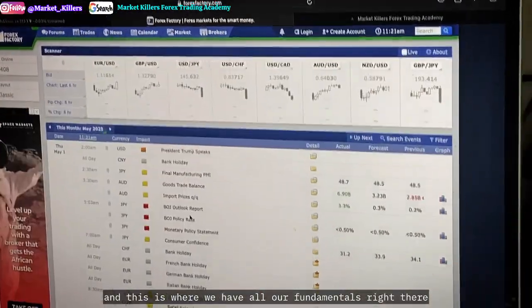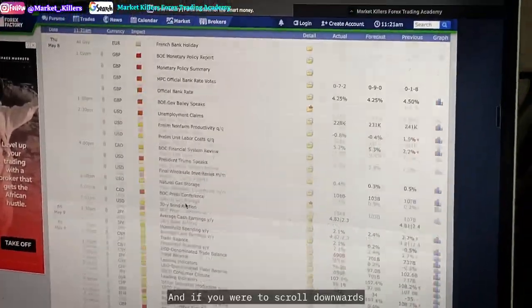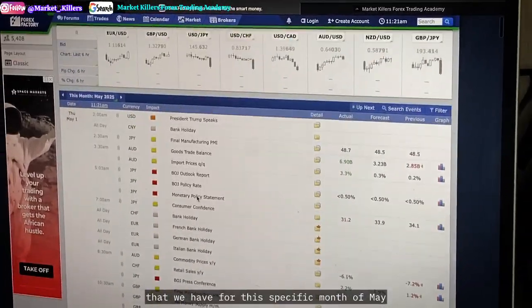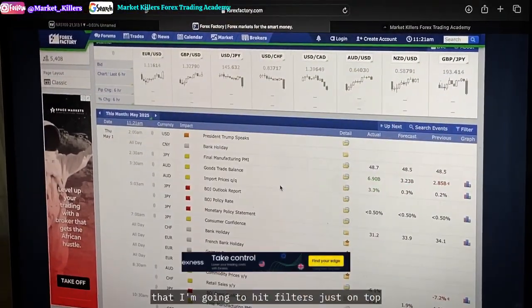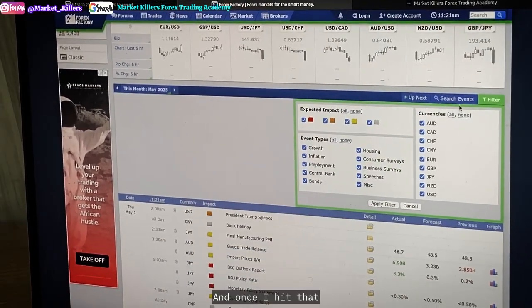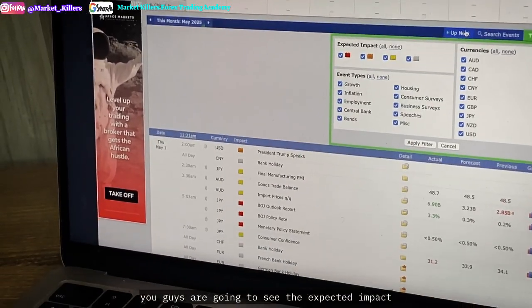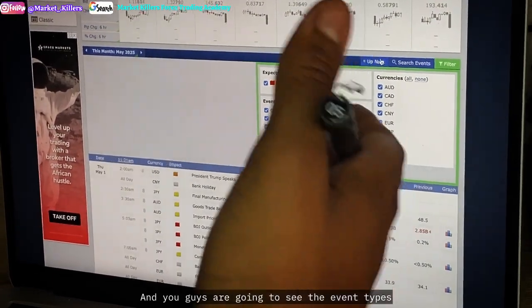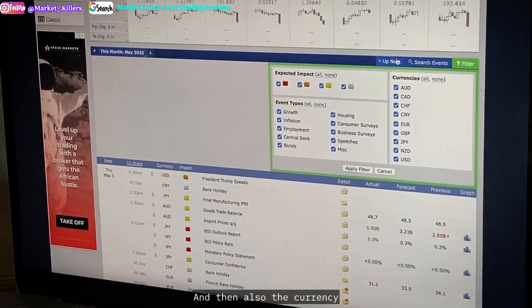So once you jump onto Forex Factory, you guys are gonna see a page like this, and this is where we have all our fundamentals right there. And if you were to scroll downwards, you would see the upcoming events that we have for this specific month of May. So what I'm gonna do is hit filters just on the top right corner, and once I hit that, you guys are gonna see the expected impact, which is the volatility, and you guys are gonna see the event types and then also the currencies.